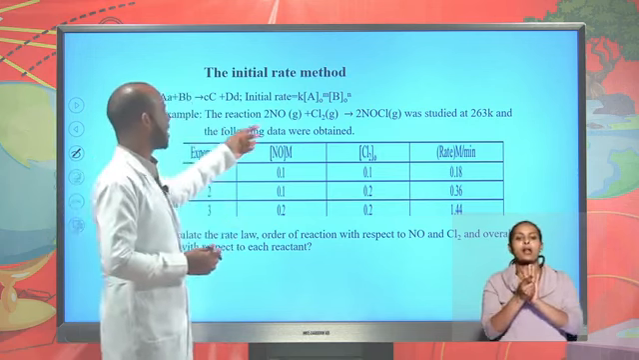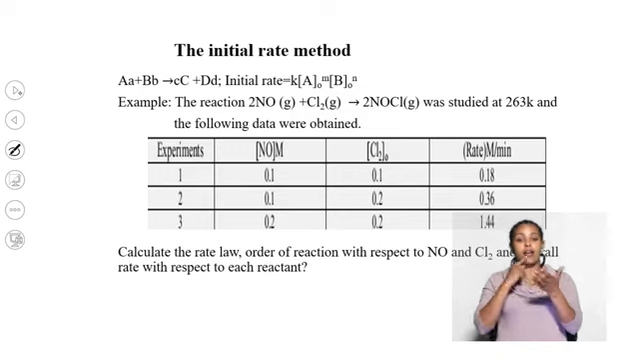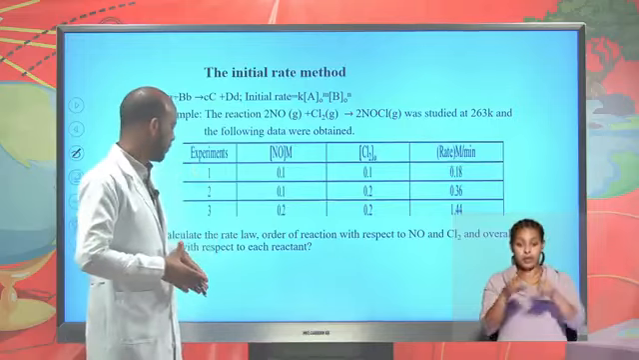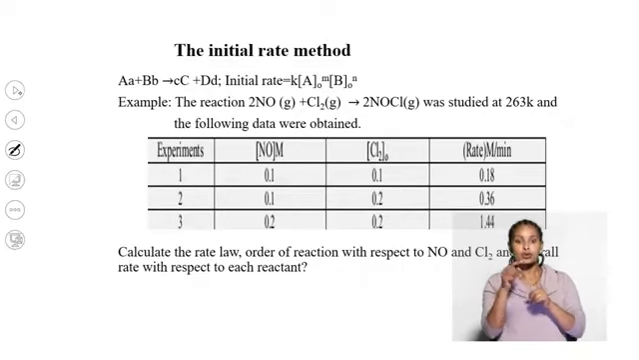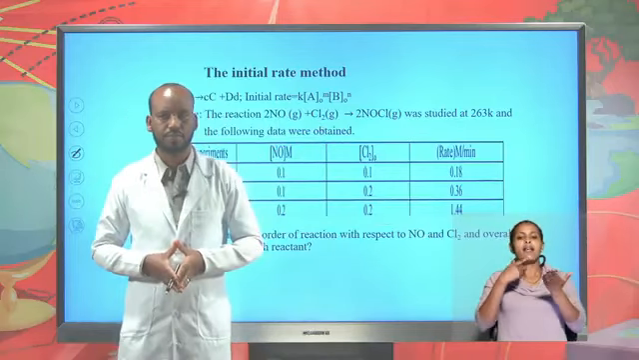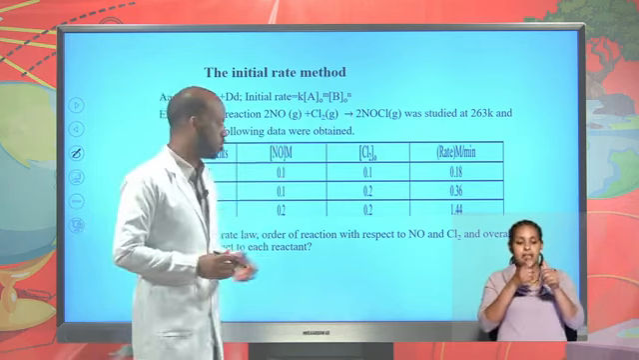For example, the reaction 2NO gas plus Cl2 gas to form 2NOCl gas was studied at 266 Kelvin. And the following data were obtained. This is data obtained experimentally. You are asked to calculate order of the reaction. Determine the rate law for this experimentally obtained data. What do you do? Your first step is to write the rate law for this reaction.